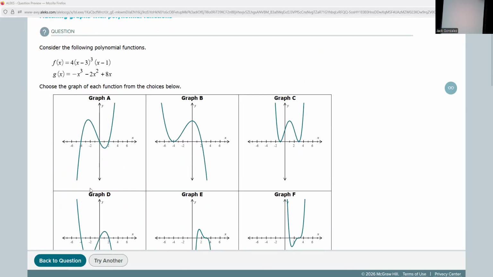So use your end behavior, use your zeros, and your multiplicity rules. So remember, even multiplicity bounces off zeros, odd crosses it, and even functions have to go in the same direction on both sides, like this one here, like C and these two, pointing up or pointing down. But that's pretty much it. All right, let's go to another section.